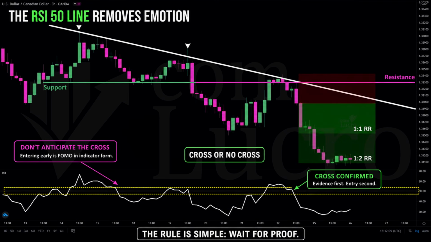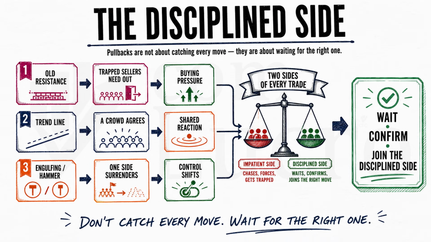And here's the real value of that middle line. It takes the decision out of your emotions. Your urge will be to anticipate the cross, to enter early so you don't miss the move. That urge is FOMO, wearing an indicator's clothes. The cross either happens or it doesn't. Evidence first, entry second.